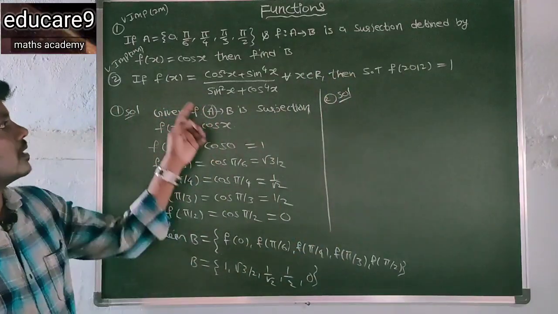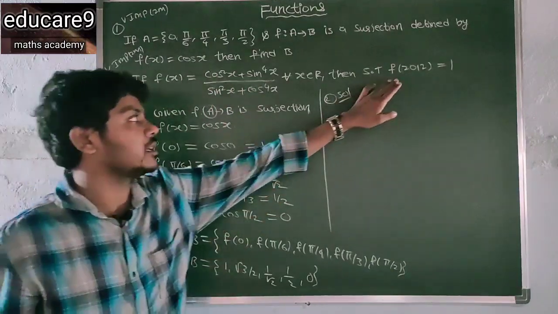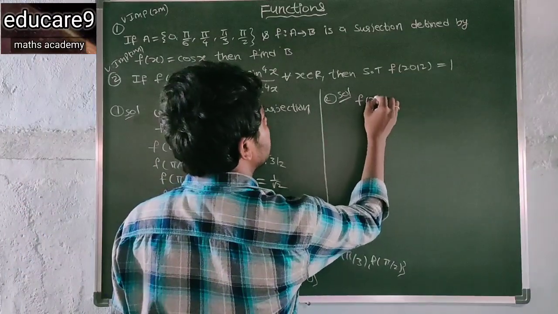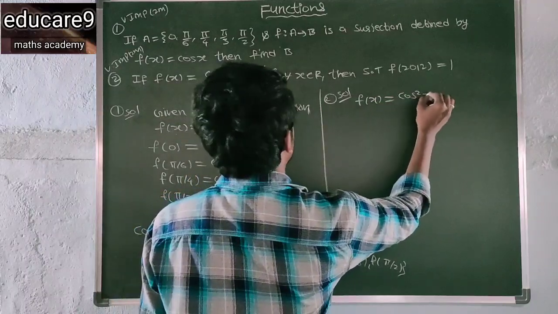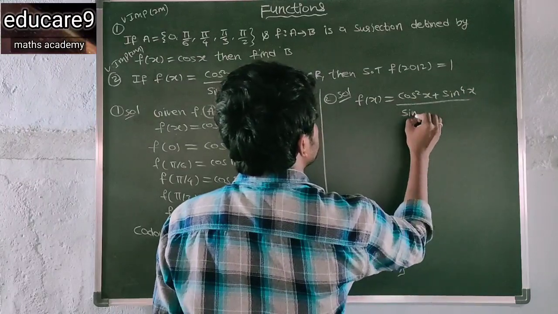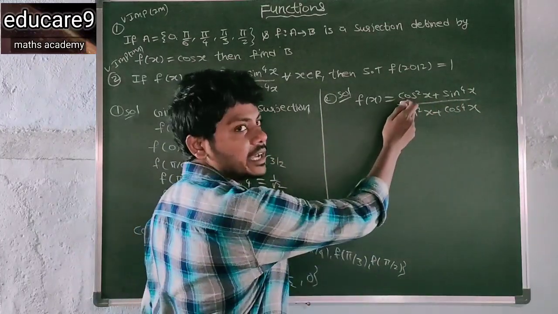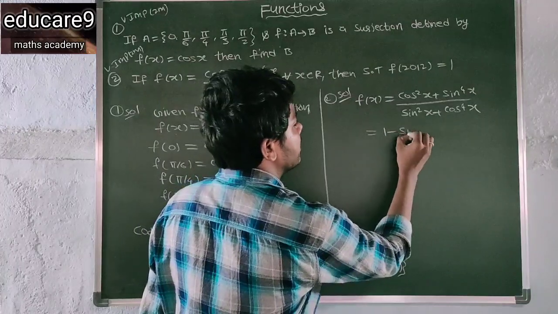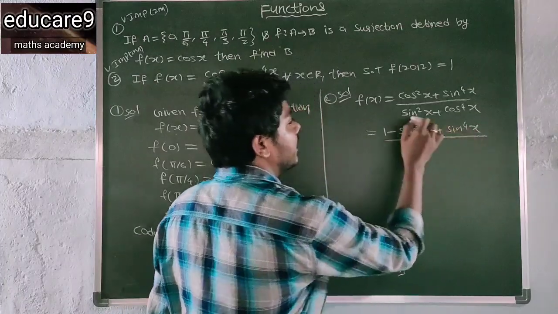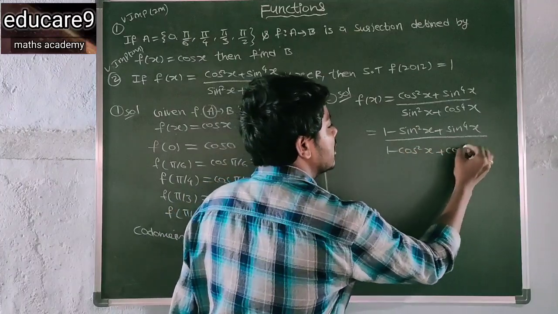Next, see the second solution. So what is the given function? f of x is cos square x plus sin power 4x divided by sin square x plus cos power 4x. Then show that f of 2012 is 1. So cos square x write as 1 minus sin square x plus sin power 4x, and sin square x write as 1 minus cos square x plus cos power 4x.